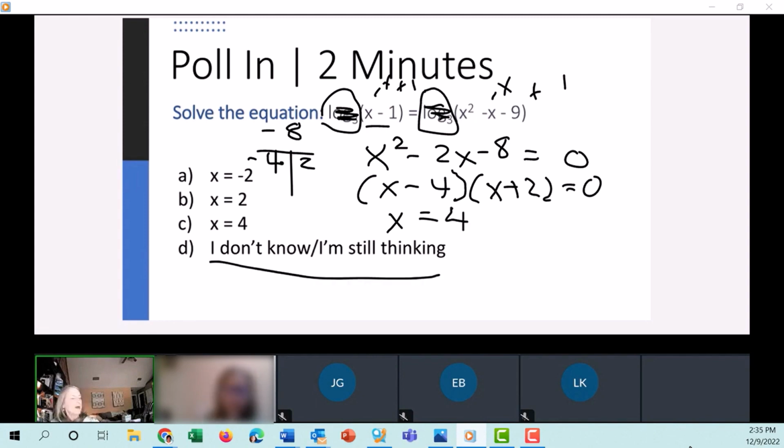Put this in if you don't have an answer. It's okay to say that you're still thinking. I know this goes fast. And x equals negative 2. So we've got to toss this out, and the only solution is C.